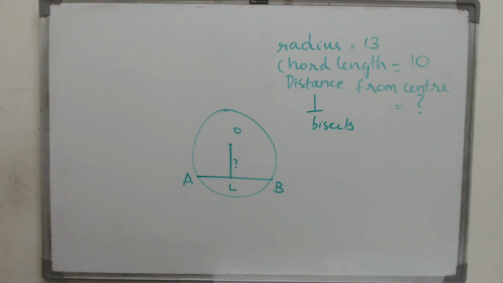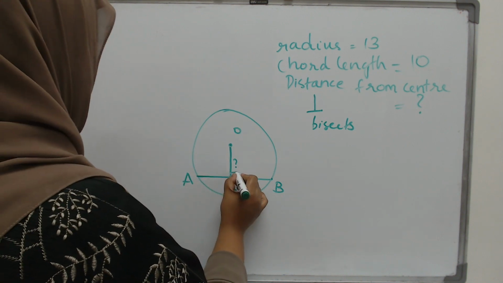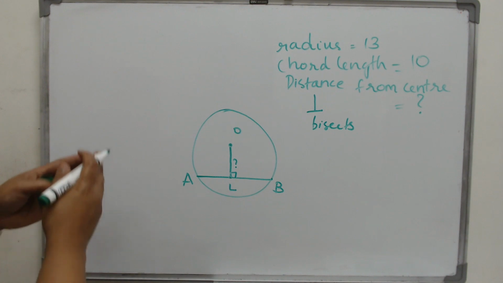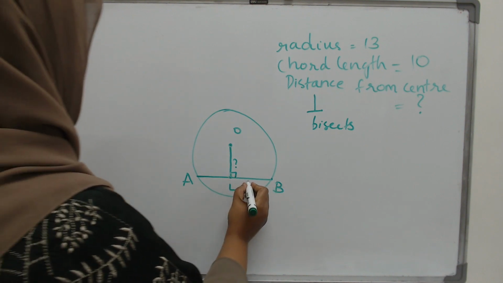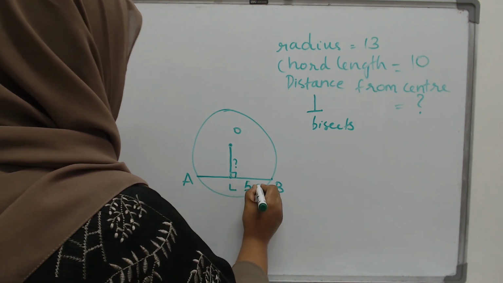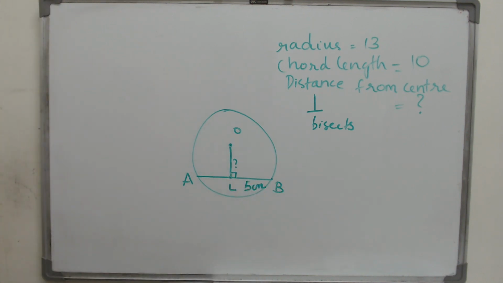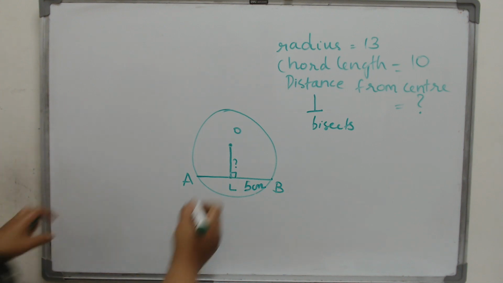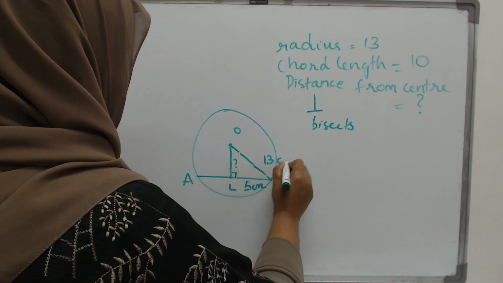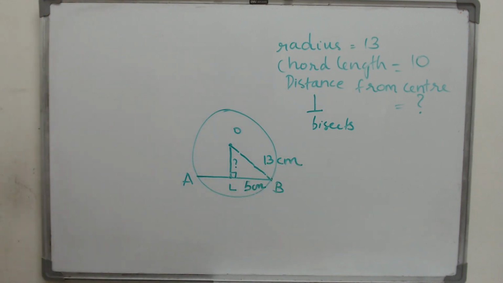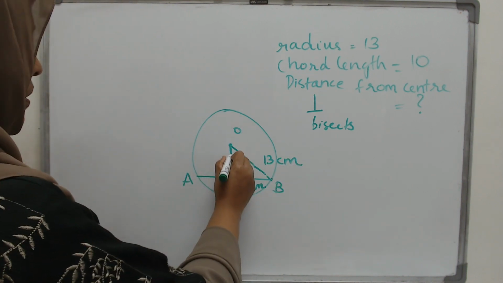Then you have this line. What do you know about this line? It meets it at right angles and it bisects it into two. So if this whole thing is 10, then just this will be what? 5 centimeters, half of it. Then what is the radius? The radius is 13 centimeters. Now what do you have to find? You have to find the chord length.